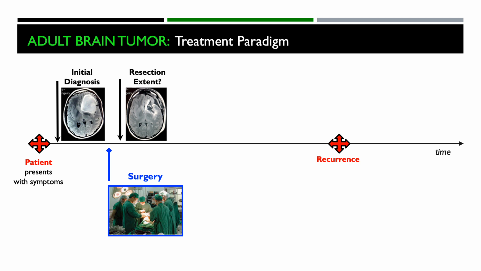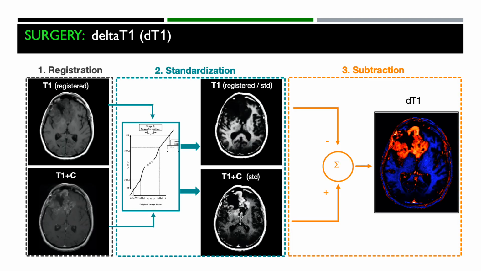Then after surgery, you want to know how much of the tumor was removed, because the more tumor you can remove, the better the outcome or the prognosis for the patient. We've developed a method to actually more precisely indicate that area of resection. And there's some registration and mathematical algorithms we apply to get this very specialized map called a delta T1 map that shows enhancement much better than standard imaging.